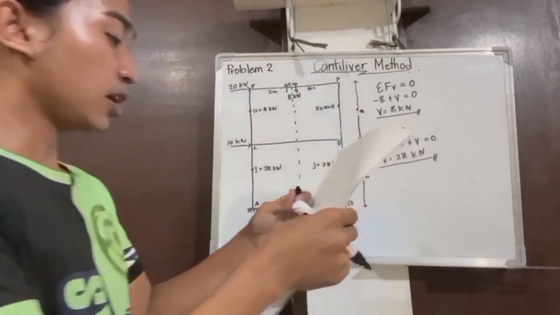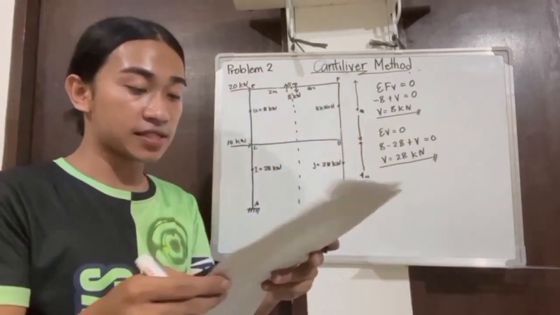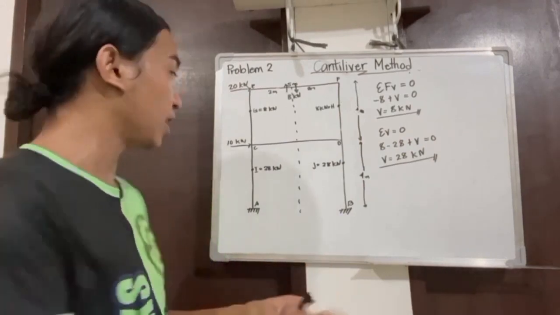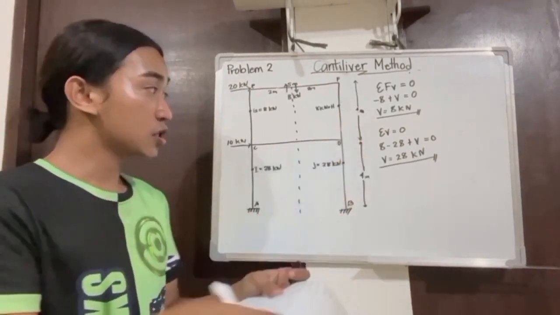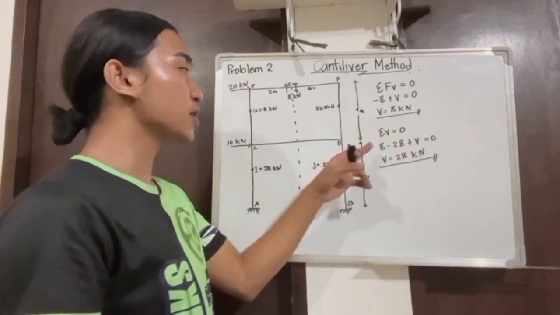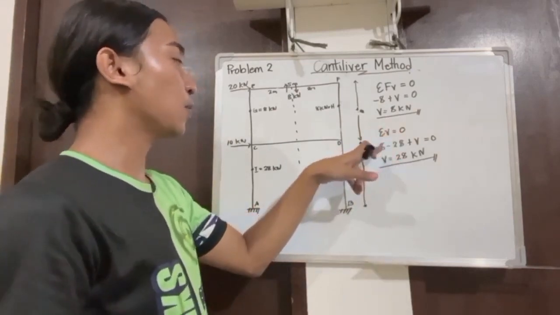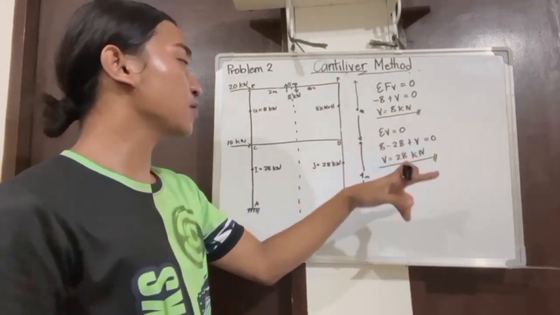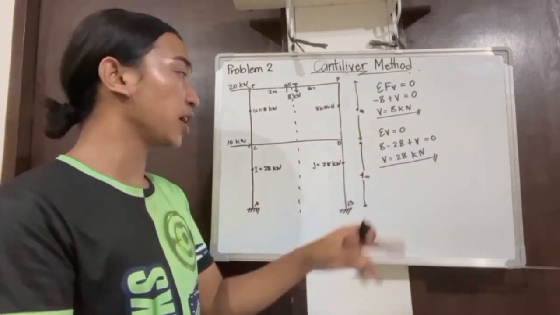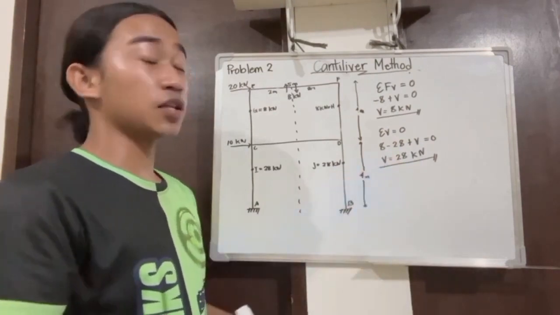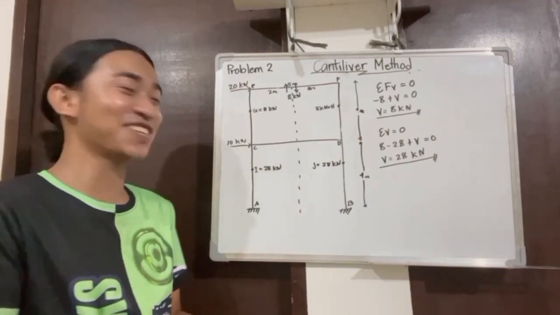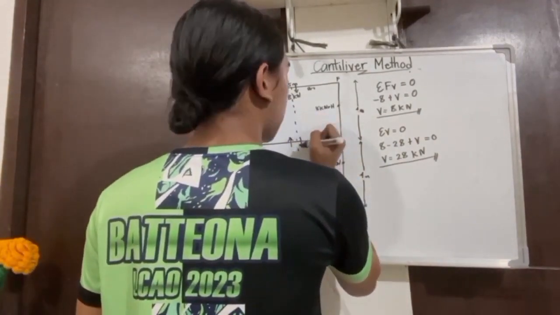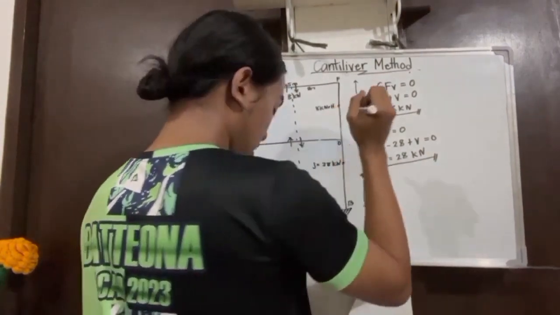That is for member EF. And then let us also find the shear force in the member CD. So summation of forces vertical is equal to 0. 8 minus 28 plus V is equal to 0. So our shear is 28 kilonewton.